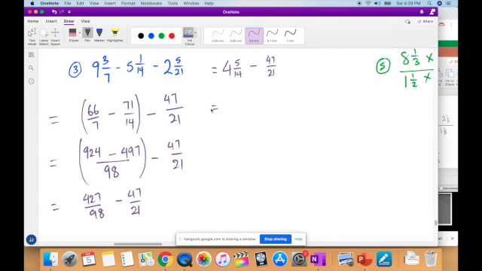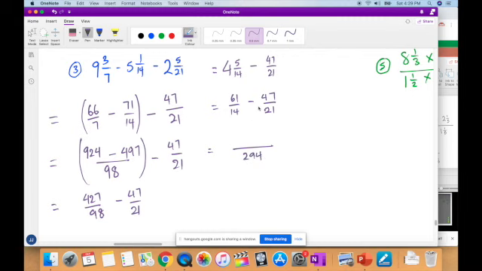Let's change that to an improper fraction. So 4 times 14 is 56. 56 plus 5 is 61. So this is 61 over 14 minus 47, is it? Over 21. Now we could use the 21 here because it is a common multiple, or we could do the whole multiplication thing. So let's do the whole multiplication thing. 14 times 21 is equal to 294, right?